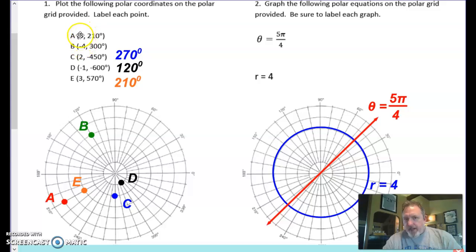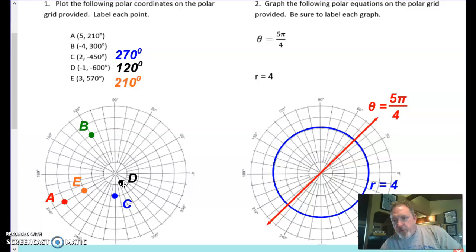For example, for A, I'm out on the 5th ring. So I go out 5 rings and I'm at 210 degrees. Same thing for E here at 3, 210. Where you have to be careful is when you have the negatives. For example, for D, I'm at 120, but I have to go to negative 1. So that's why D is over here.